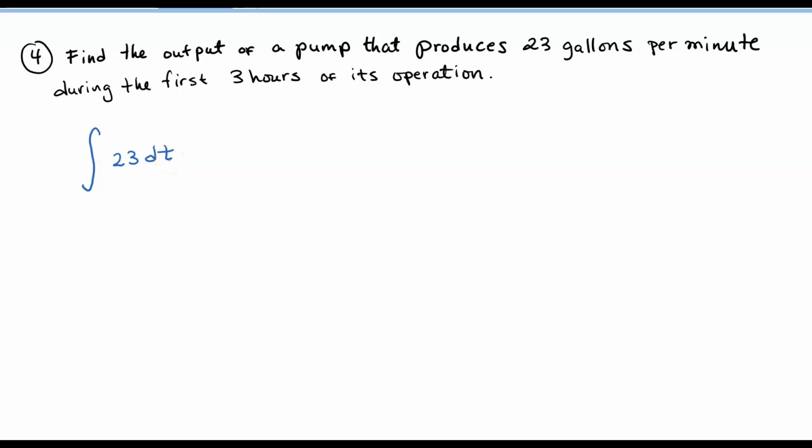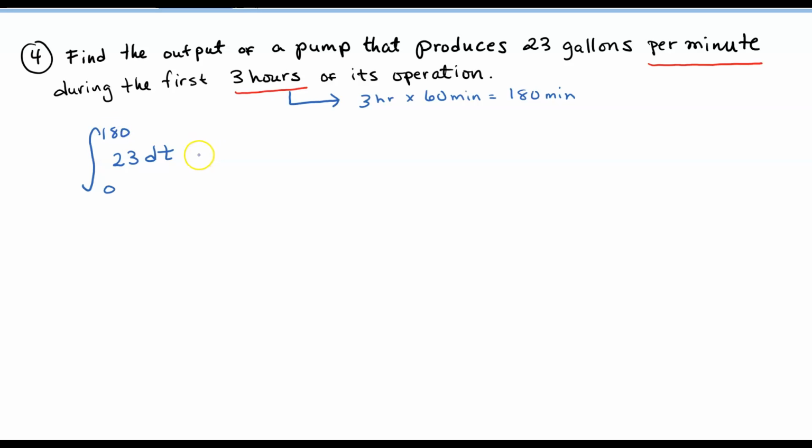Now, the limits of integration are what we should be concerned about, because look at what this says. 23 gallons per minute, and they want us to evaluate this over the first 3 hours. So this is going to be from 0, but not 0 to 3 in this case. We've got to convert 3 hours to minutes. So 3 hours, and each hour is 60 minutes. So we're integrating over the first 180 minutes. So 0 to 180.